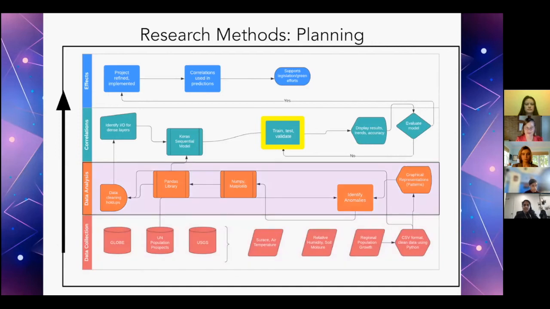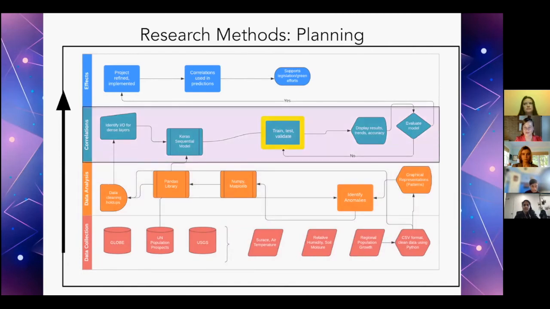The second stage was data analysis, which is where we cleaned the data up and dealt with any inconsistencies. And the third stage was identifying correlations, which is super important to be able to make predictions. Like if we know the relationship between multiple factors, we can use those to fill in gaps in data.